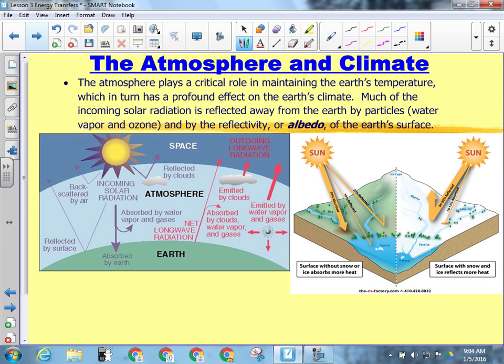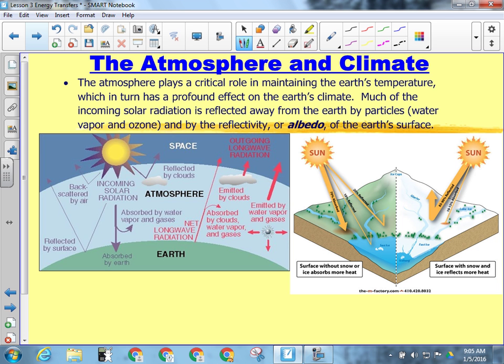All right, so it plays a critical role in maintaining the Earth's temperature, which in turn has a profound effect on the Earth's climate. Okay, how many of you have heard of the greenhouse effect? And you've probably heard that it's bad, right? It's not. If it increases a lot really quickly, that's bad. But without the greenhouse effect, Earth would be really cold. We need a certain amount of greenhouse gas in the atmosphere to retain heat for the Earth.